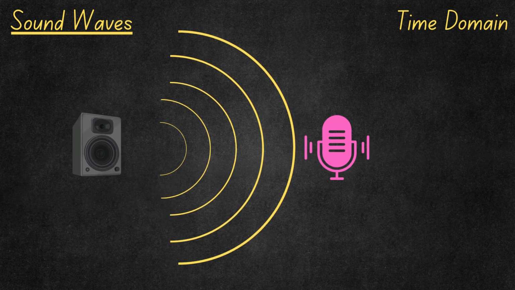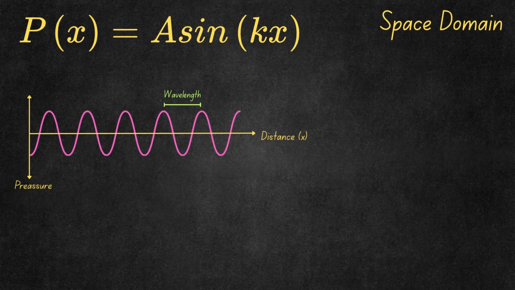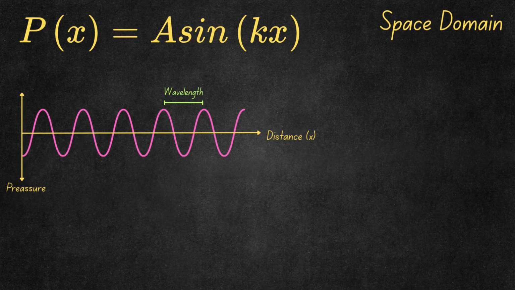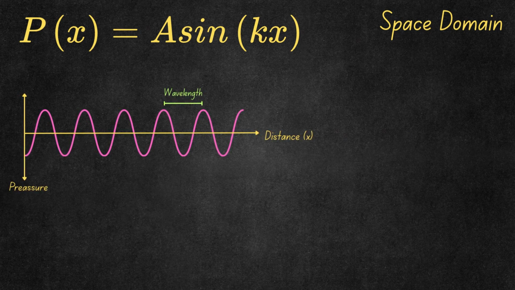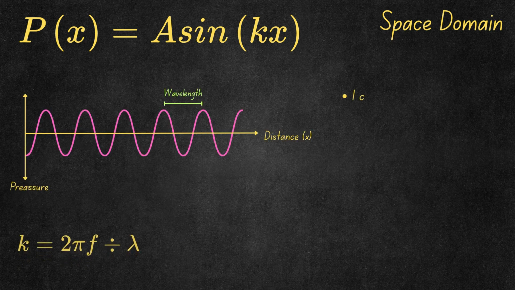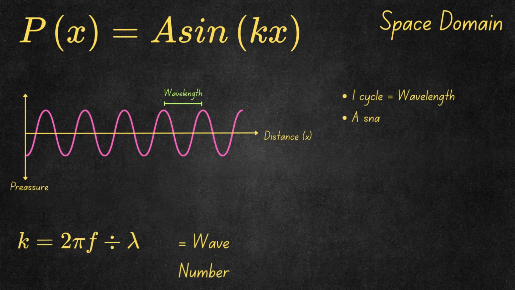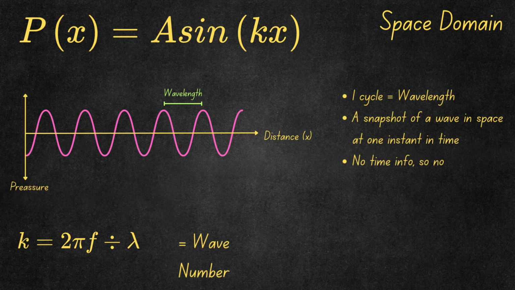However, to accurately describe how waves propagate through space, we need another equation. This equation is used to describe a snapshot of a wave in space at a fixed instant. We can think of it like pausing time to observe pressure waves along a line. Notice how the x-axis is now measuring the wave's position in space. One cycle of the wave in this domain is now known as the wavelength. From the formula, k is known as the wave number. It can be found by dividing 2π by the wavelength. While there is a relationship between frequency and wavelength, this formula only explains how waves behave in space and does not contain any direct time-related information.